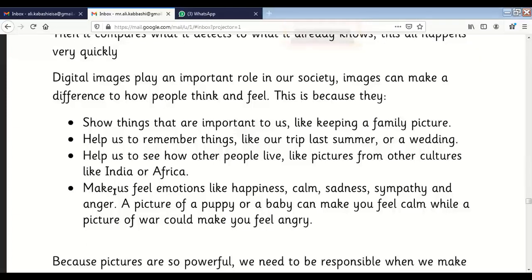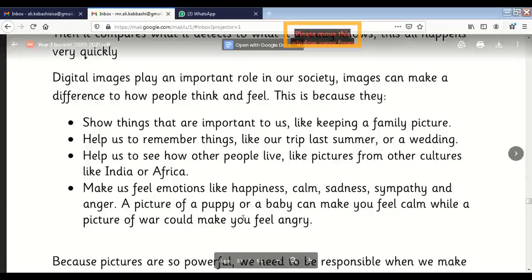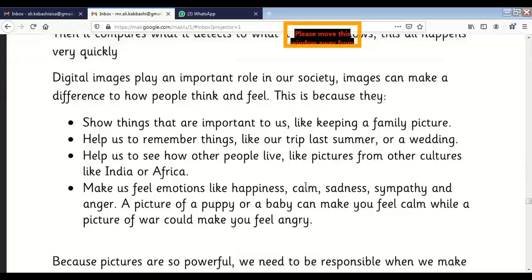It also makes us feel emotions like happiness, calm, sadness, sympathy, and anger. We all know happiness. Calm is just like relaxing. If you see a nice photo, you'll be relaxing. Sadness is when you see a photo of someone suffering, or poor people, or people from war. Sympathy is when you see someone you feel sorry for, like a child who is not finding food. You feel sorry for them.